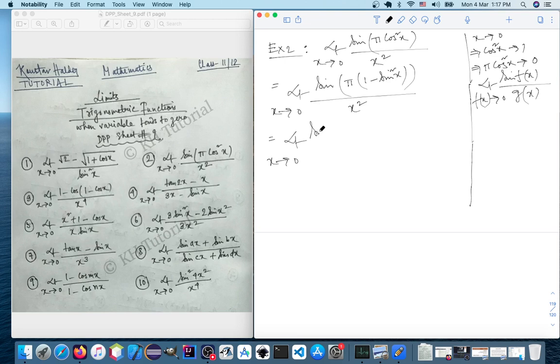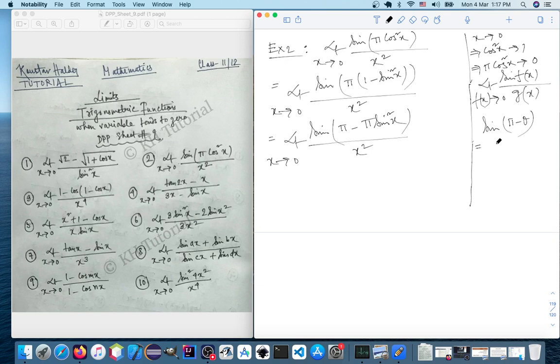So this becomes sine of pi minus pi sine square x by x square. What is sine of pi minus theta? I'm not very good at trigonometry, so let me think. Pi minus theta is in the second quadrant. All sine.